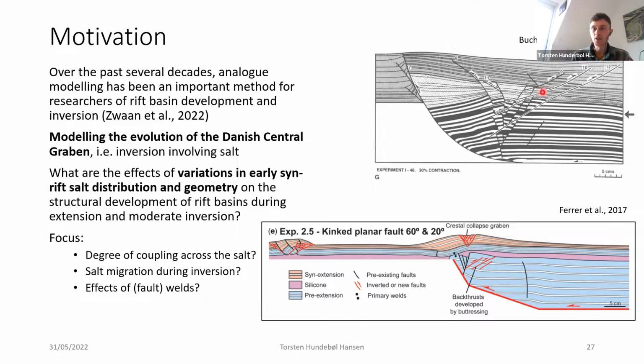Oh yeah, I should mention here you have a couple of classics, classic analog inversion models. This is by Buchanan and McClay from '91. That's the year I was born.